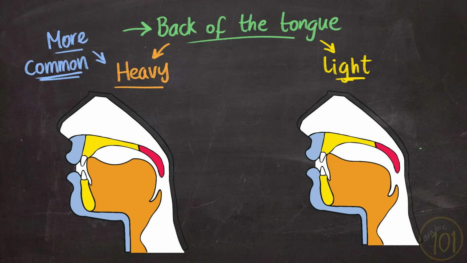But with light or empty mouth ra, we notice that the back of the tongue is not raised, which creates that light sound.